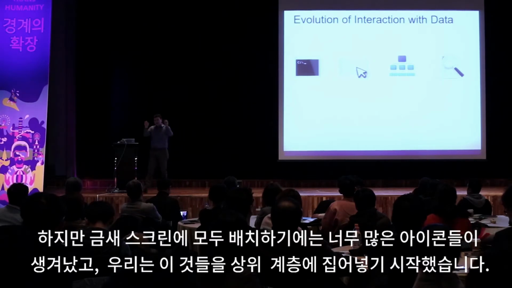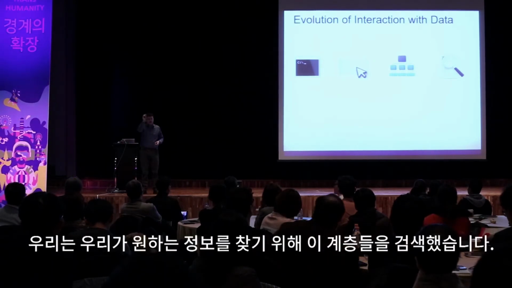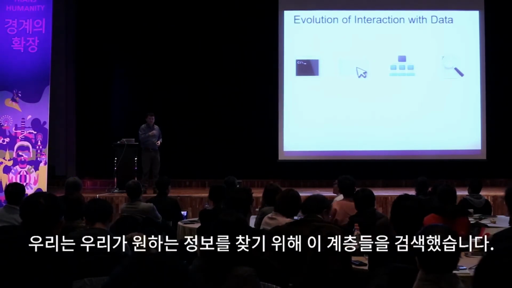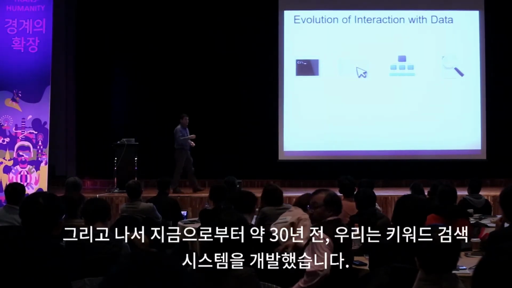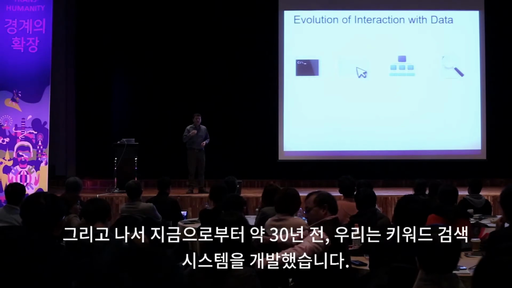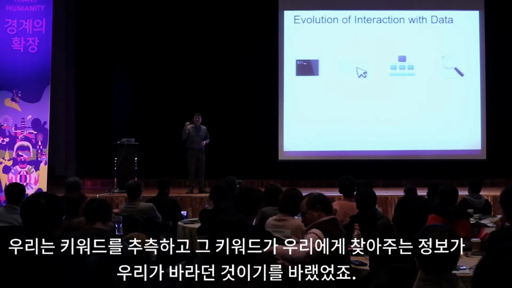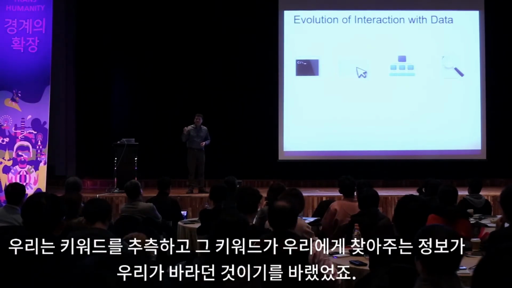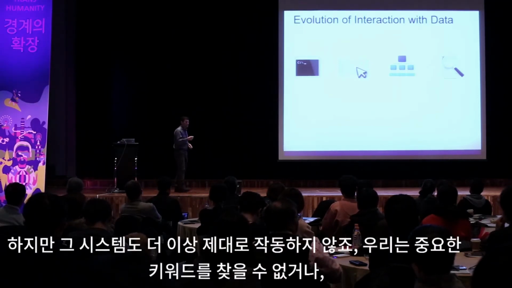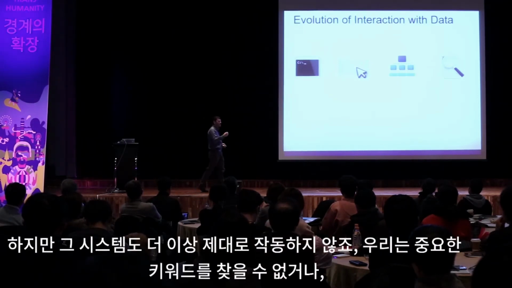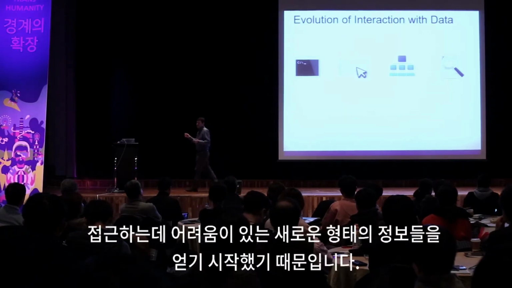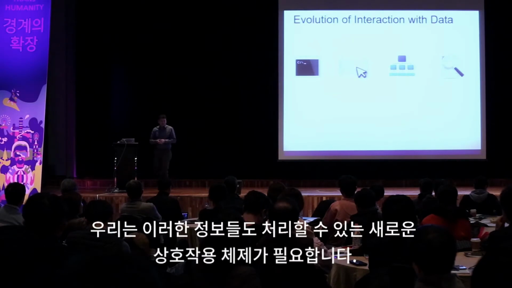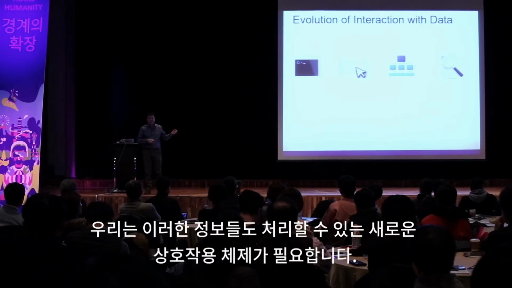And so we put them into hierarchies, right, where we browse down these hierarchies looking for the thing that we think we want. And then for about 30 years now, we've been getting by on keyword search, where we guess a keyword and we hope that that brings us the information that we want. But that's not going to work anymore, right? We're getting new kinds of information where there aren't meaningful keywords. We're getting new volumes of information that we don't know how to access. And we're going to need new models of interaction to go with that.